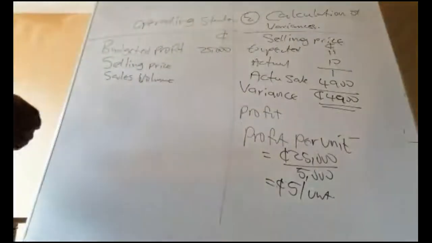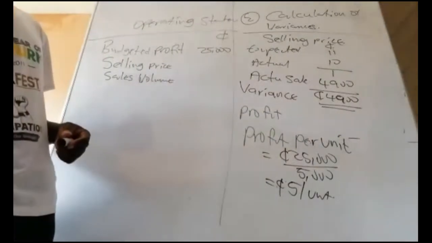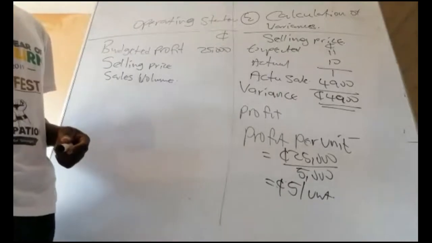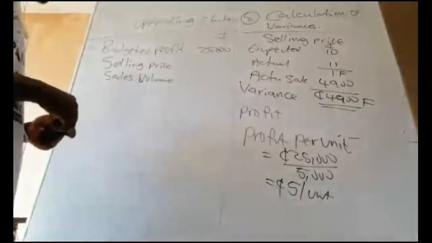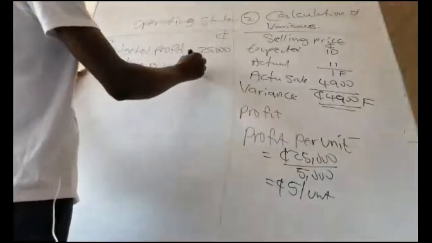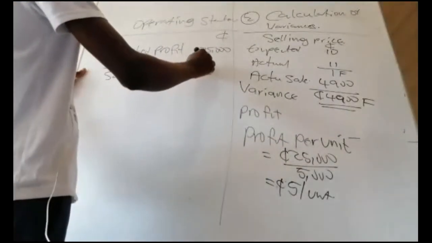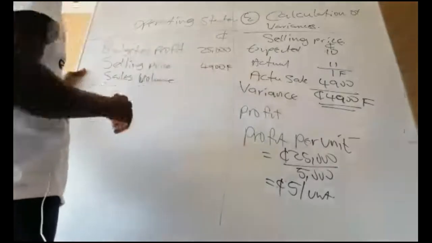I think we've mixed the items, right? I think we have entered it wrongly. The actual rather should be 11. So actual is 11, expected is 10, giving us a favorable variance. So here will be favorable. I'll put it here: selling price variance 4,900 favorable.